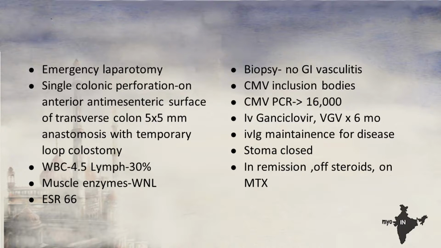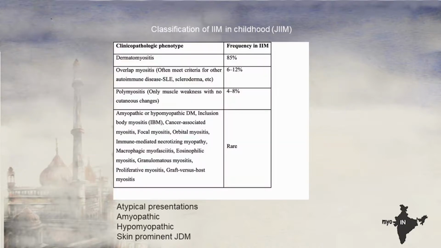We were expecting, the first thought in our mind was a GI vasculitis, but her background disease actually was looking far better than it was at initial admission. And the biopsy was very helpful. There was no GI vasculitis, but she had CMV, which was the cause of the perforation, CMV colitis. And we treated her CMV colitis and maintained her disease treatment as well, and she's doing extremely well. So the point: a perforation in a child with JDM, you shouldn't always think it has to be a complication of the disease. It could be a complication of our treatment as well.